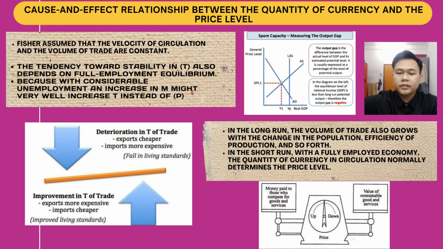So we continue to the cause and effect relationship between the quantity of currency and the price level. Fisher assumed that the velocity of circulation and the volume of trade are constant. The tendency towards stability of T also depends on full employment equilibrium. This is because with considerable unemployment, an increase in M might very well increase T instead of P. In the long run, the volume of trade also grows with changes in population, efficiency of production, and so forth. In the short run, with a full employment economy, the quantity of currency in circulation normally determines the price level.